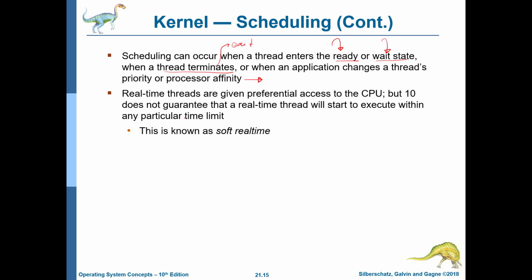scheduling some other task. Real-time threads, needless to say, are given preferential access to the CPU. But again, Windows 10 does not guarantee that a real-time thread will execute within a particular time limit. So it's not a hard real-time system. Instead, it tries to schedule real-time threads preferentially. So it is basically a soft real-time system.